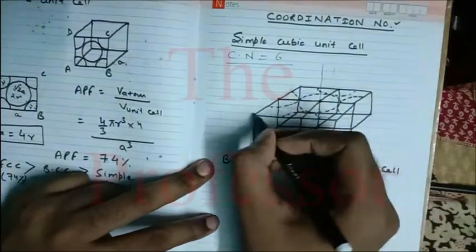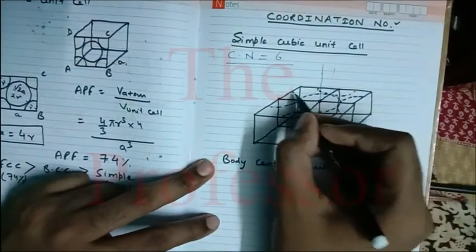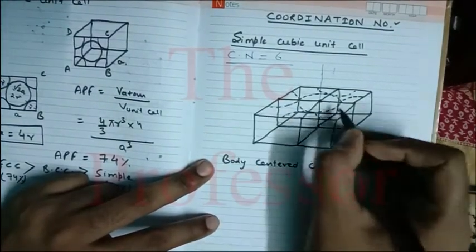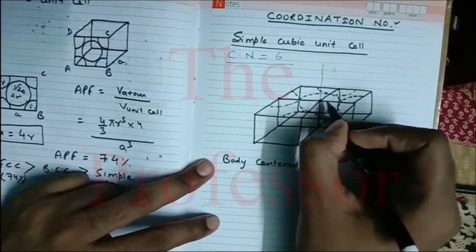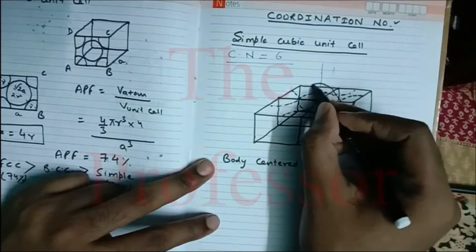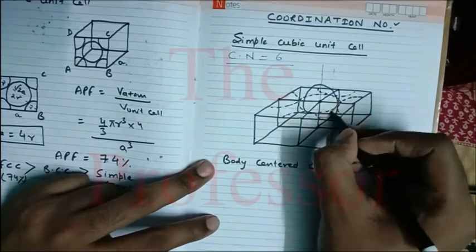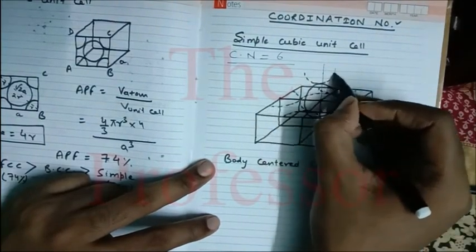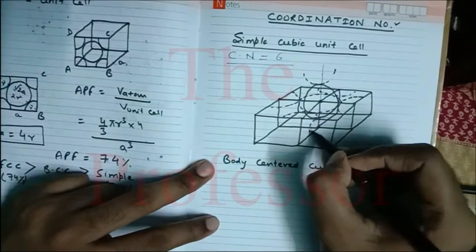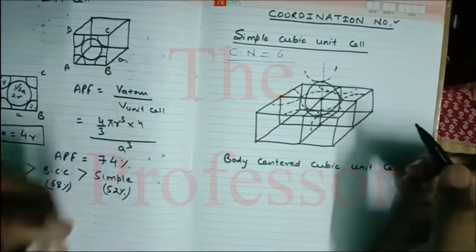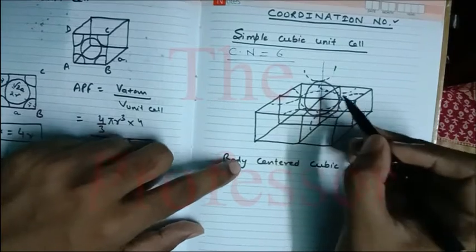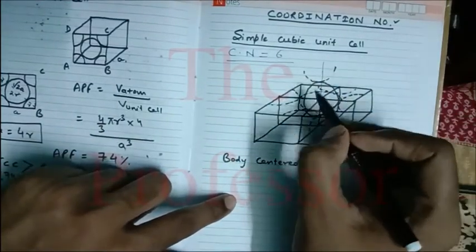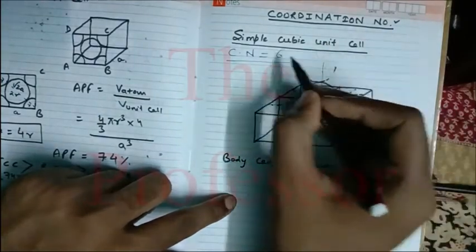So in this particular plane, this atom is in contact with 4 other atoms. And apart from these 4 atoms, this atom which is present at this particular corner is a complete sphere, right? So it is also making contact with the atom at the top and the bottom of it. So all in all, the atom at this corner is making contact with 6 other atoms. So the coordination number for a simple cubic unit cell is equal to 6.